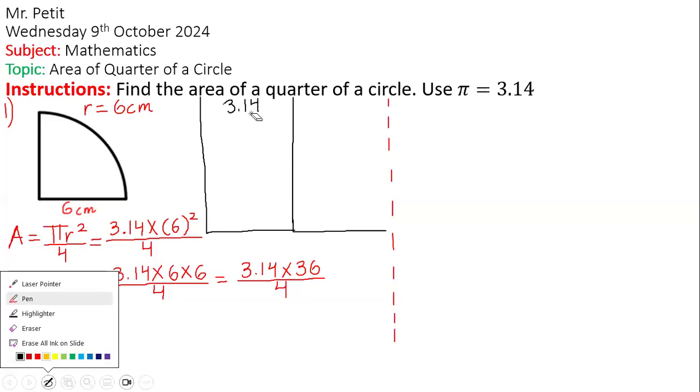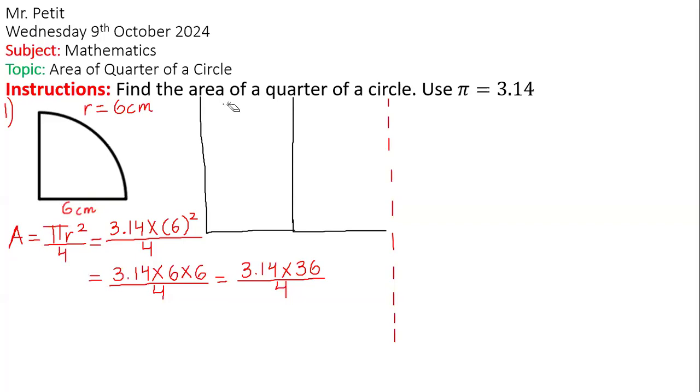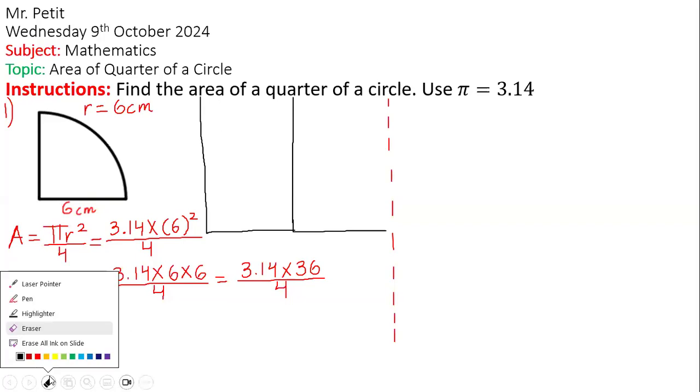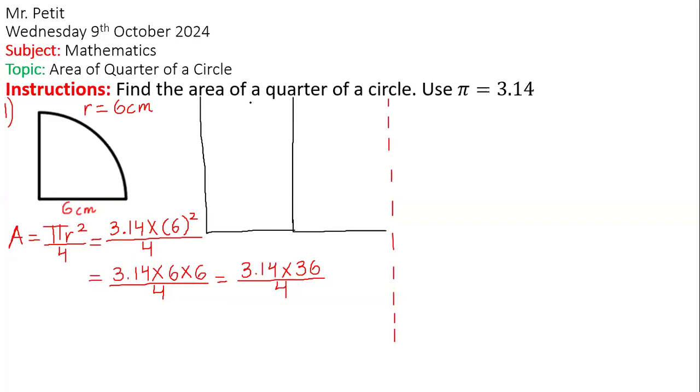36. Very good. Adrian Ferguson, are you writing this down? Yes, sir. You understand what we're doing so far or no? Yes, sir. Okay. So we have to multiply 3.14 by 36. Has anyone multiplied that already? If so, tell me what you get. 953.04? Okay, so let's multiply it out.